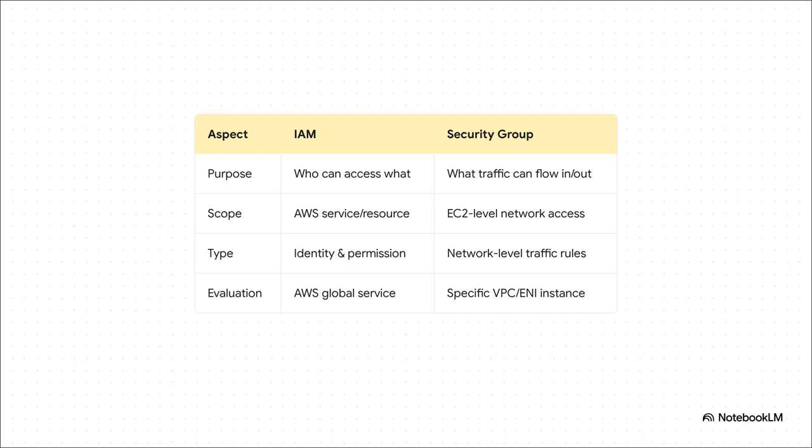And that affects the scope. IAM is huge. It's global, across your whole account. Security groups are tiny and specific. They live on the instance itself. So the control type for IAM is about identity, while for security groups, it's all about the network. They're two different layers of security.